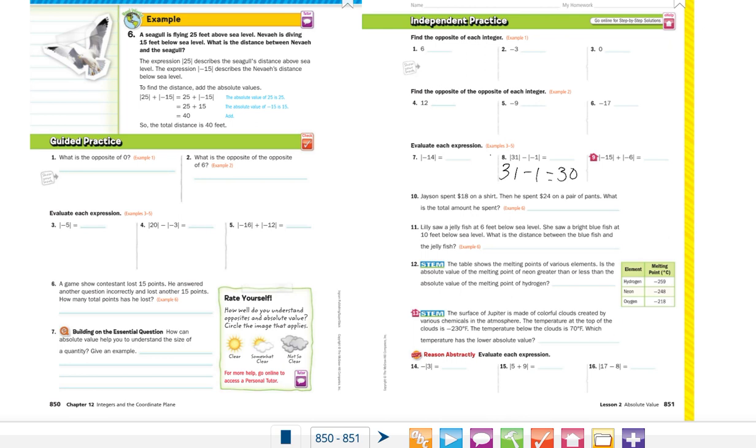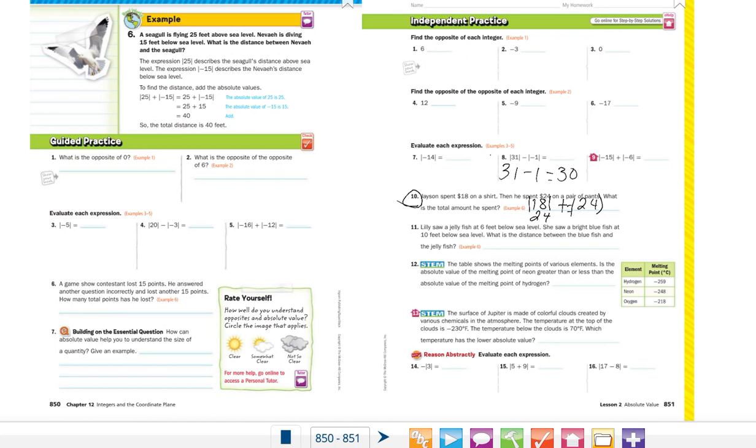We also have to look at number 10. Jason spent $18 on a shirt. Then he spent $24 on a pair of pants. What is the total amount he spent? That is going to be $42. So if he spent $18 and he spent $24, those are absolute values.